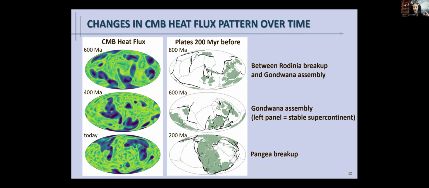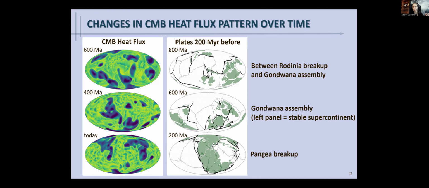So that means we would automatically get this ring of cold material at the core-mantle boundary, which would facilitate this degree 2 pattern. If we want to assemble a supercontinent, we need to have subduction zones between all of the terranes that are assembling the supercontinent.